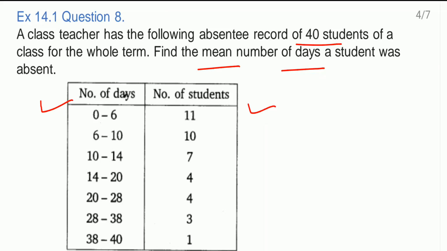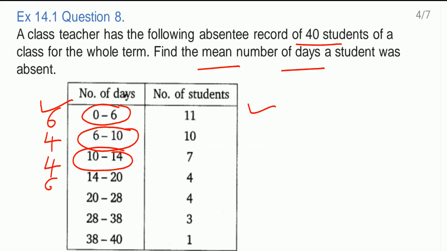Now observe the table properly. The first class interval is 0 to 6, then 6 to 10, then 10 to 14. The size of the class means upper limit minus lower limit. For the first class interval, the size is 6. For the second one, 14 minus 10 is 4. Then 20 minus 14 is 6, and 28 minus 20 is 8. Everywhere the class size is different. So this we have to keep in mind.